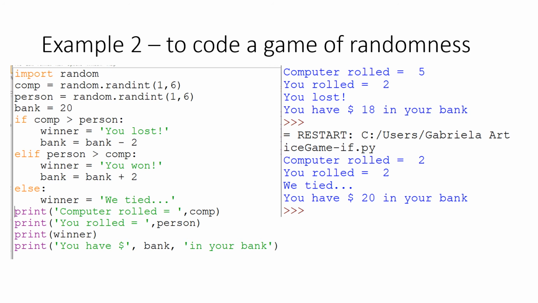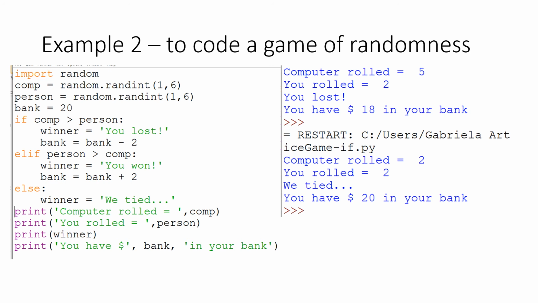Any other situation will mean that neither the computer wins nor the person wins. So what is the other alternative that we have? Any other situation, it means that both were equal to each other, so it's a tie. So in the winner variable, rather than you lost or you won, we have the string we tied.